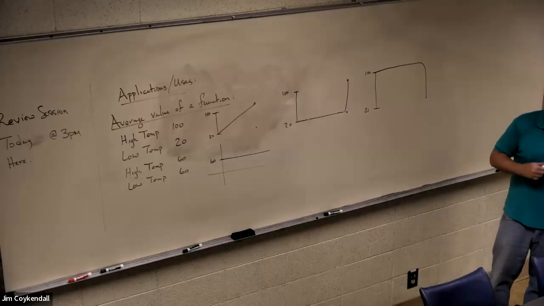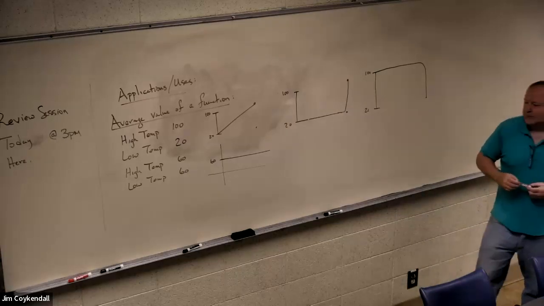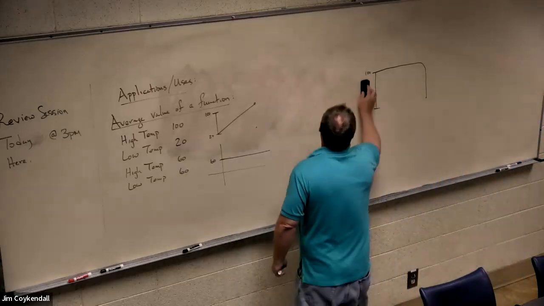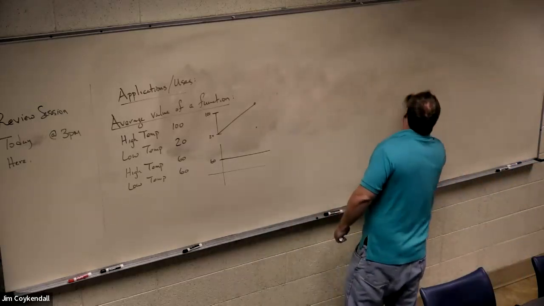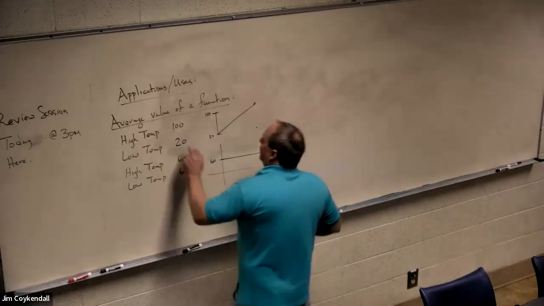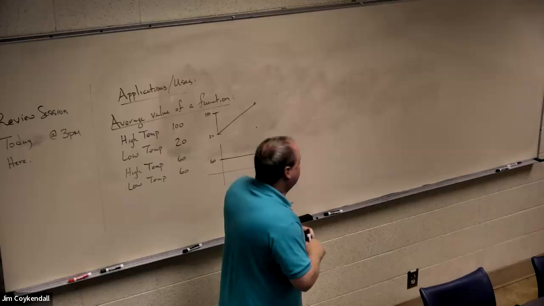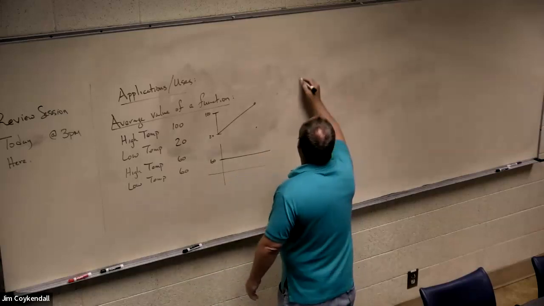But maybe we're still not satisfied with that, right? I mean, for example, suppose they took 5 measurements and they got 5 100s and a 20. How do you know it's not like this?